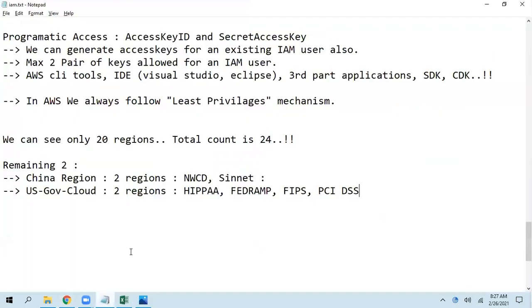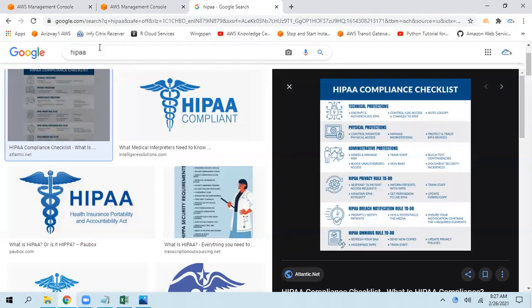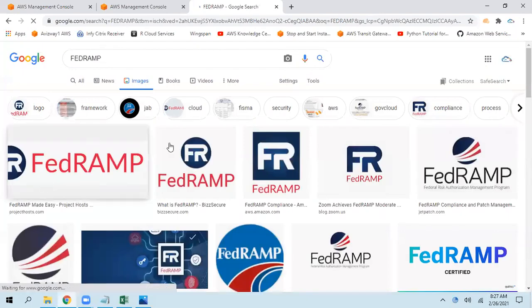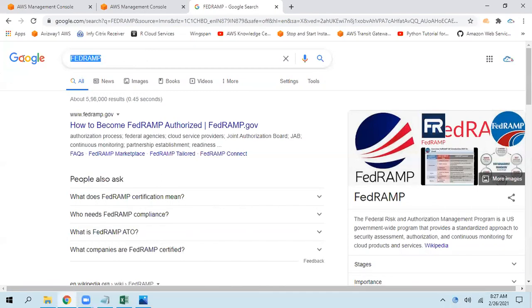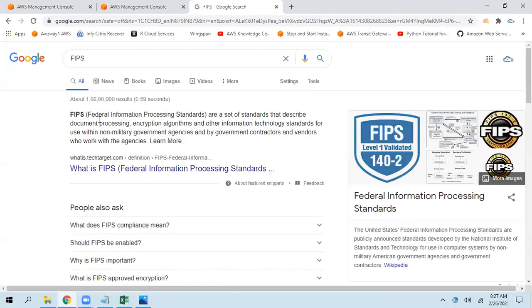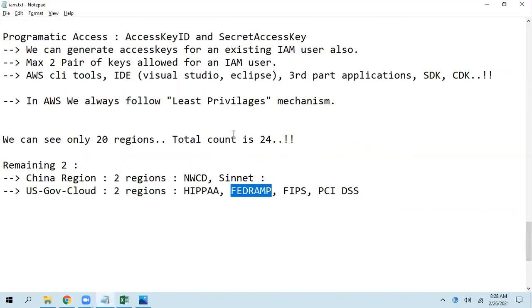Similarly, the US government defined many standards. For example, FedRAMP is also one of the standards, and FIPS is also one of the standards. FIPS, Federal Information Processing Standard, describes how we can process documents and what the encryption algorithm and other technology standards are within non-military government agencies. That is also one of the standards the US government defined, and you might know PCI DSS.